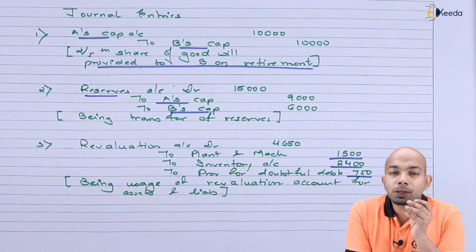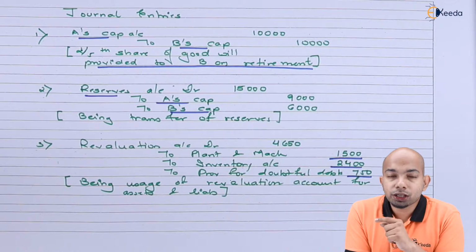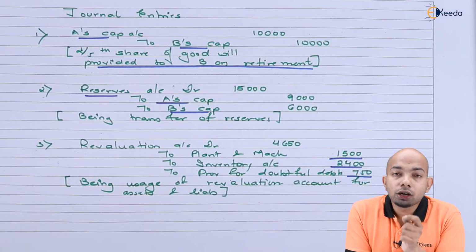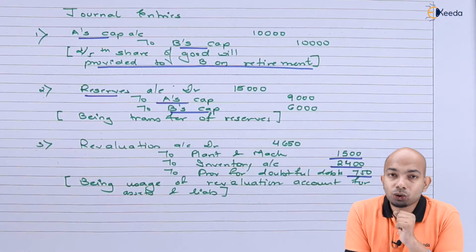So the entry that has been passed here is revaluation account debit 4650 to plant and machinery, to inventories account, and to provision for doubtful debts. Now let's go to the next entry.